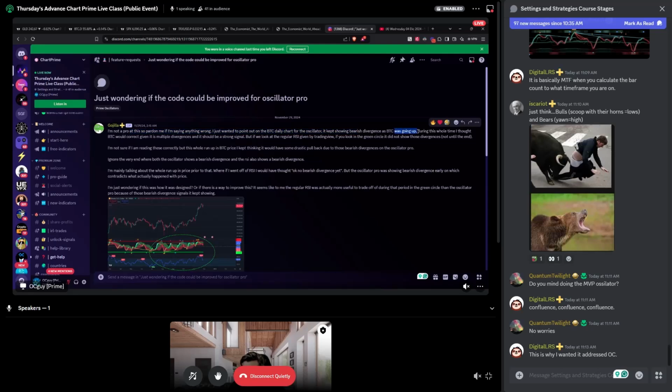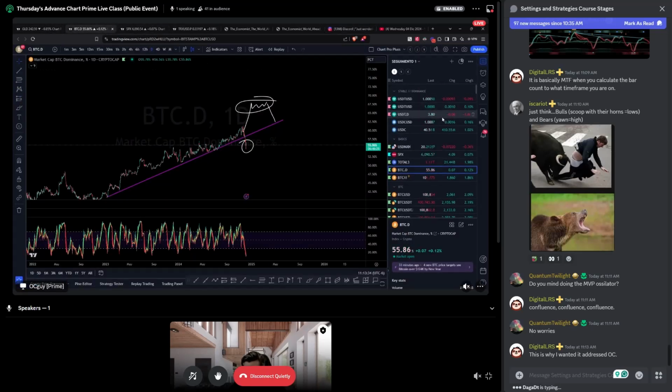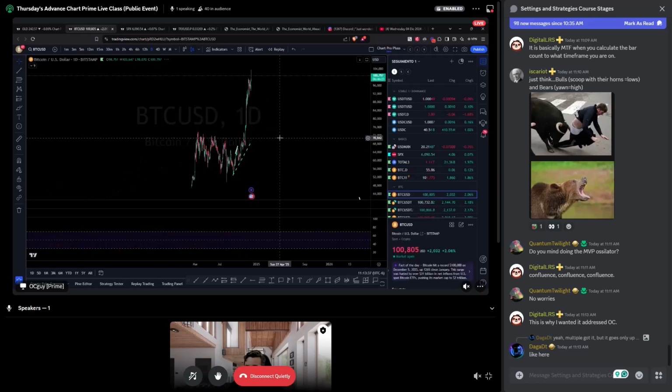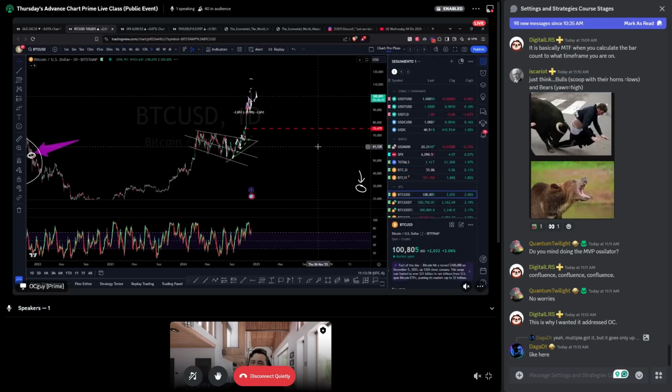BC was going up during its whole time. I thought BC would be correct given its multiple divergences. Remember that divergences are not telling you, hey, we are going to be correcting, especially, and I talked about this in the divergence class. And let's have a look at this. A divergence, remember what I always tell you, if you're looking at one single indicator, you're doing it wrong because you're ignoring everything else. So a divergence just adds the possibility of a correction.